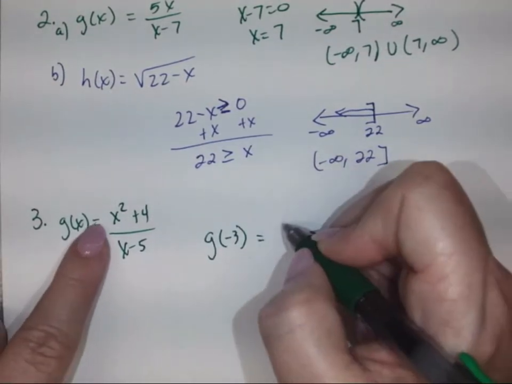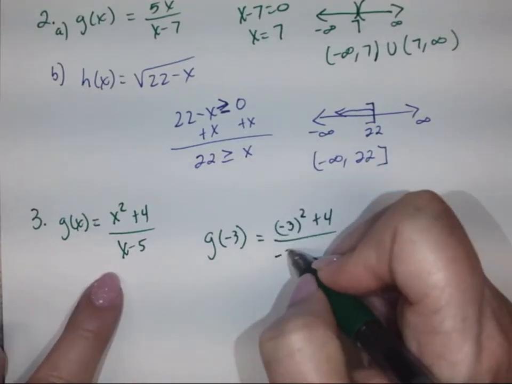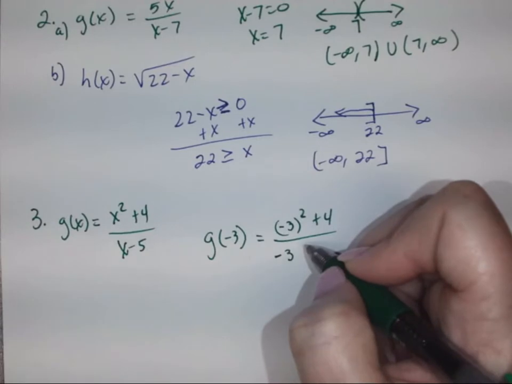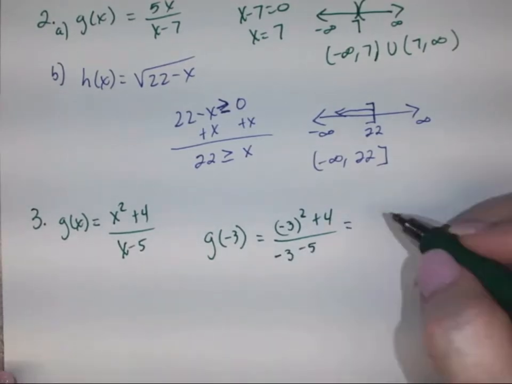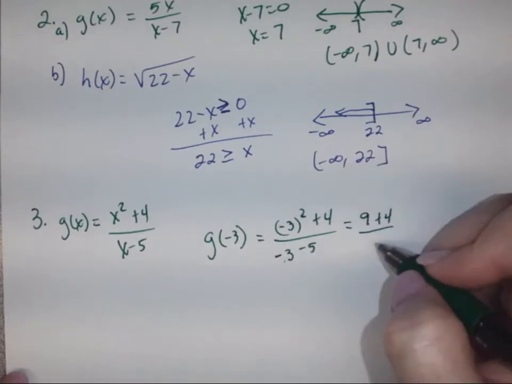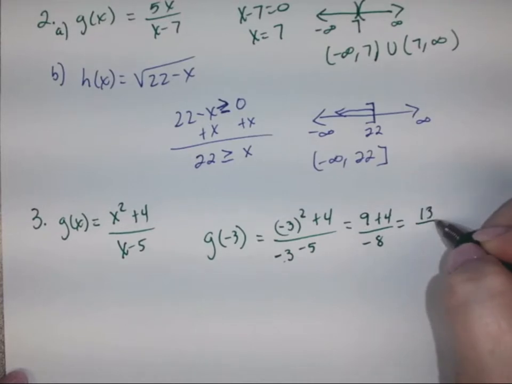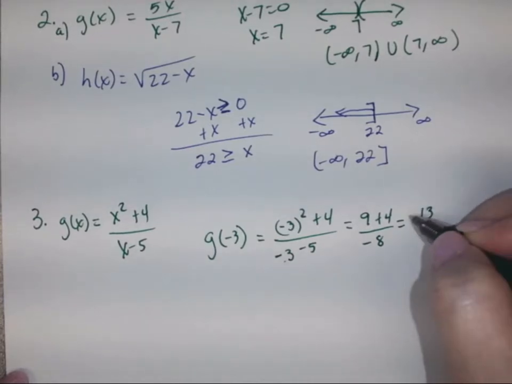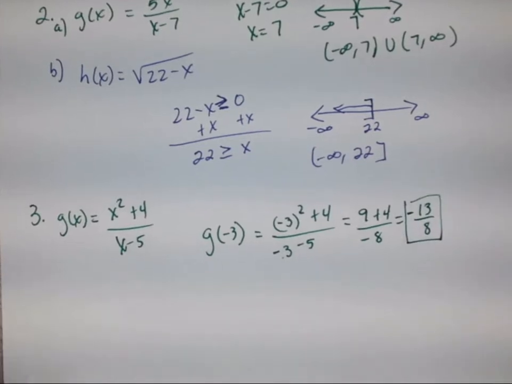So that means we're going to have negative 3 squared plus 4 over negative 3 minus 5. Well, negative 3 squared is 9 plus 4, and negative 3 minus 5 is negative 8. 9 plus 4 is 13 over 8, and it doesn't matter where you put the negative sign. And that would be your final answer there.